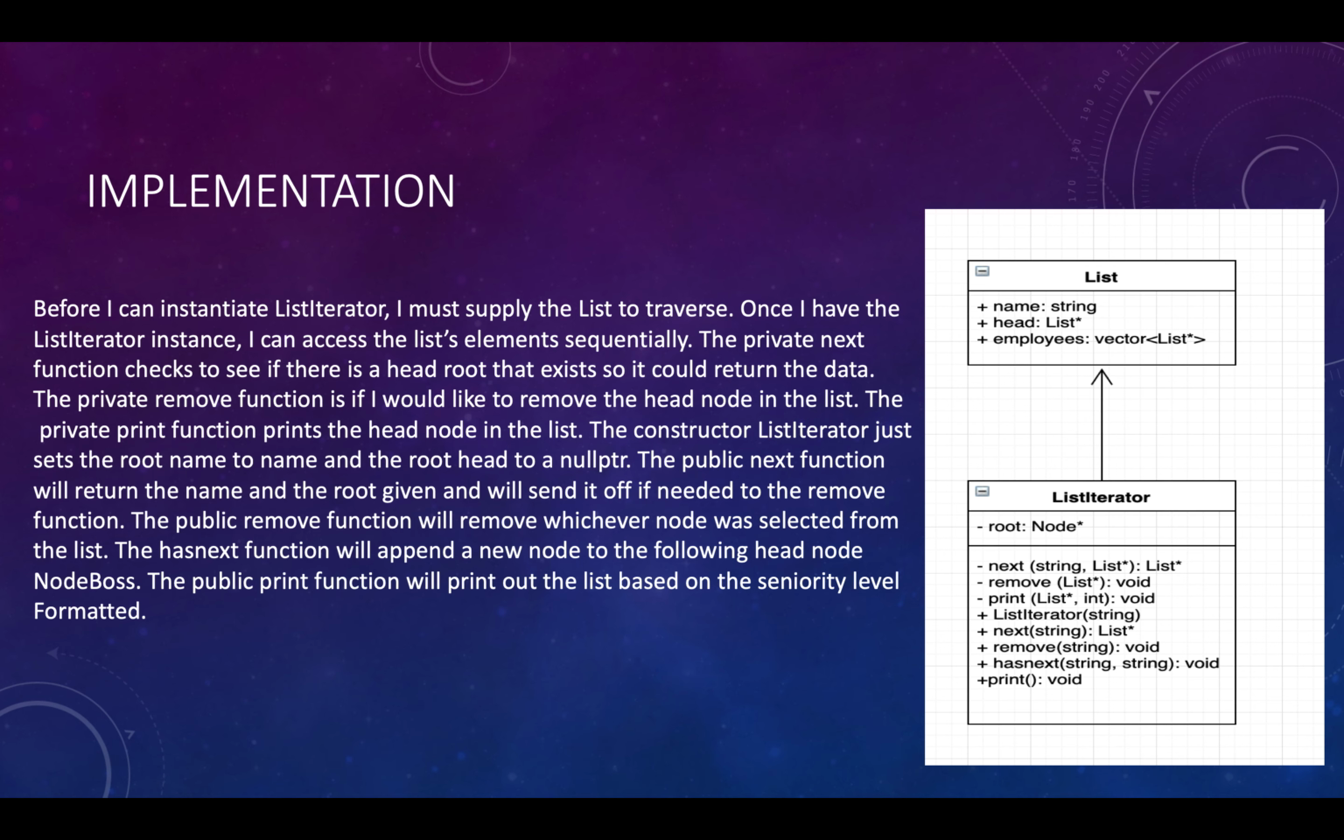The constructor list iterator just sets the root name to name and the root head to a null pointer. The public next function will return the name and the root given and will send it off if needed to the remove function. The public remove function will remove whichever node was selected from the list. The has next function will append a new node to the following head node. And lastly, the public print function will print out the list based on the seniority level that is formatted.